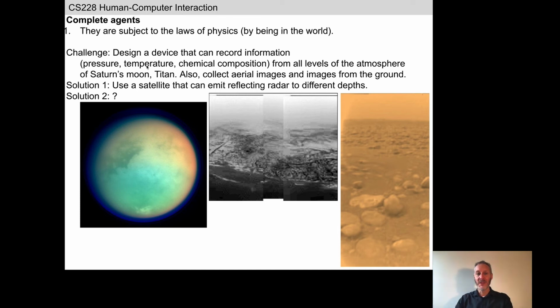If we want information at different levels of the atmosphere, we could, in theory, use a satellite that does not enter the atmosphere, but very carefully sends reflecting radar or other returning phenomenon to different depths. So by tuning radar emissions, we can bounce a signal back from different levels of the atmosphere, and we can then analyze that return signal to indirectly infer pressure, temperature, chemical composition at different levels of the atmosphere. Or solution two, which is the actual solution that was used back in 2005, which was to clearly exploit the fact that a probe dropped into the atmosphere, because it has mass, will drop through the atmosphere. And as it's dropping through the atmosphere, it can sense and record directly at that altitude the information that we want, and obviously take pictures on the way down.